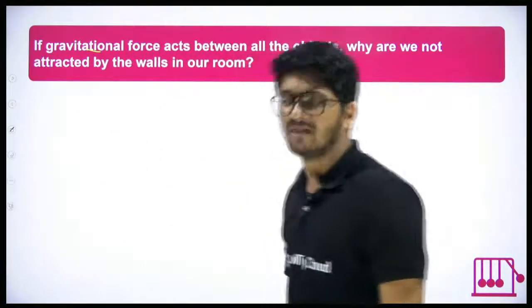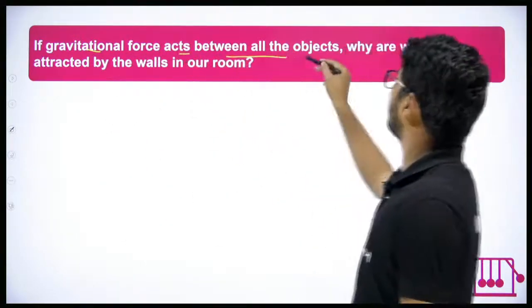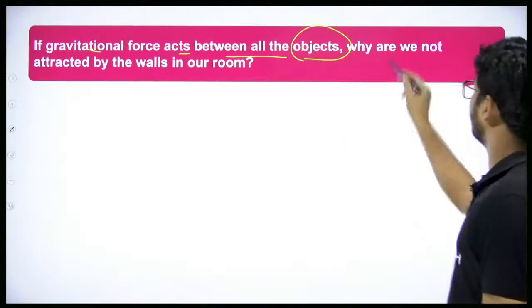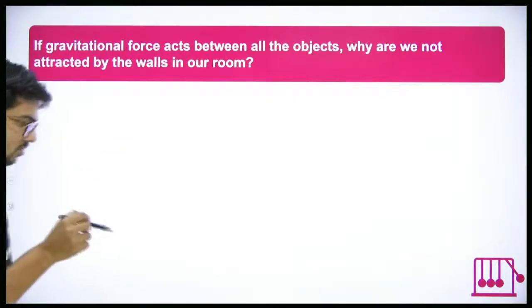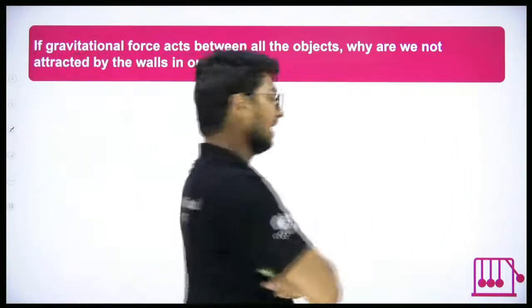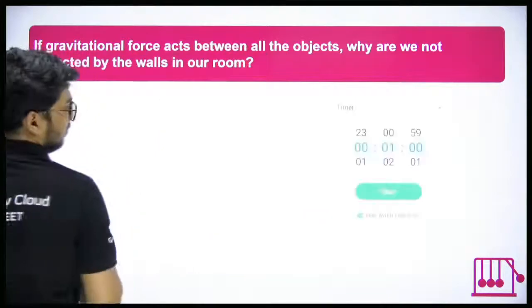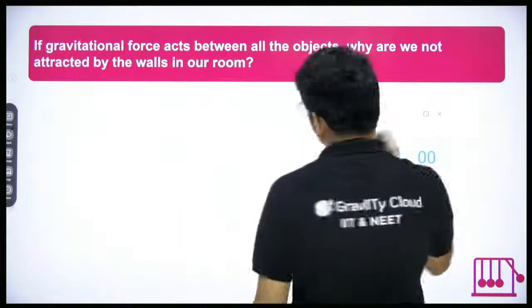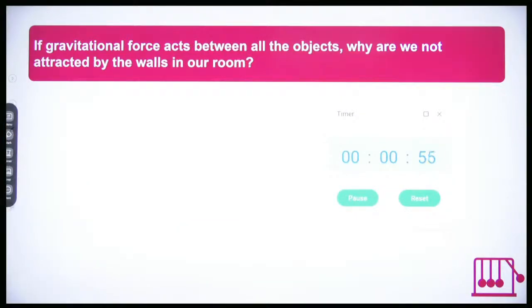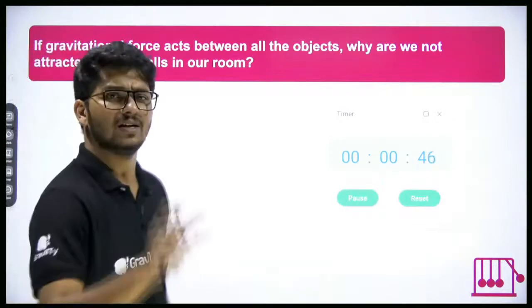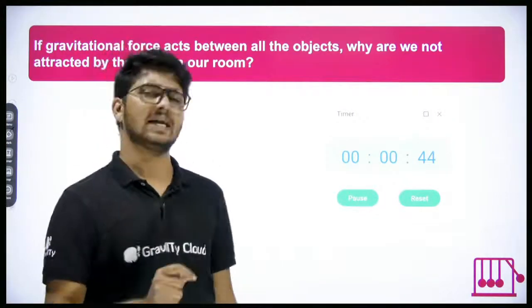If gravitational force acts between all the objects, why are we not attracted by the walls in our room? Why do you think? Again, I'll give you 1 minute of time. So please write down the answer and then you can verify your answer with mine. Why are we not attracted by the walls in our room? That's a very simple, straightforward answer to this. There is one simple sentence and that is the answer.